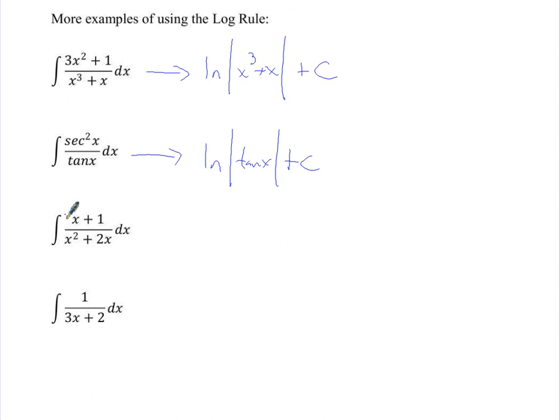We need a 2 up top? Just a 2? If I put a 2 up top, then what? But what happened to this? Now I can send the 2 in, and I get 2x plus 2, which is the derivative of that. What's our answer?